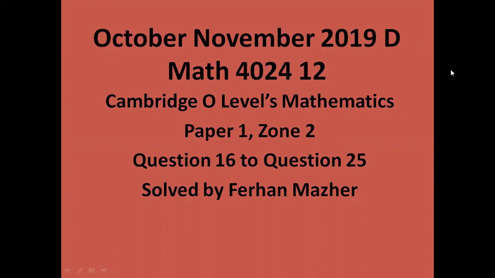Right now, I am with the 11 Cambridge class, and the subject we are studying is DMaths 4024. This is Cambridge O Levels Mathematics Syllabus D. Today, we have set our hearts to solve paper 1, and we have selected the October November 2019 1-2 paper. This paper 1 belongs to zone 2 or variant 2. In this video, we will be solving from question number 16 to question number 25.